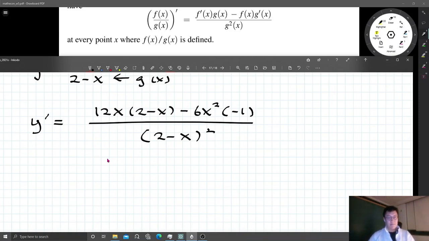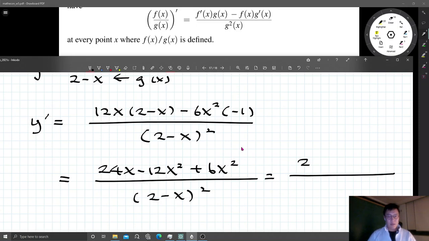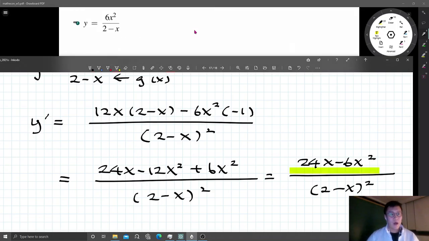Right? Then I can simplify the numerator by distributing 12x. Okay? And we have two negative signs here, so we'll be back up to be the positive. So 24x minus 6x squared over 2 minus x squared. Okay? That is the derivative of the first example. And let me do one more example.